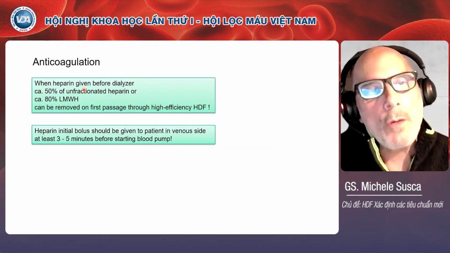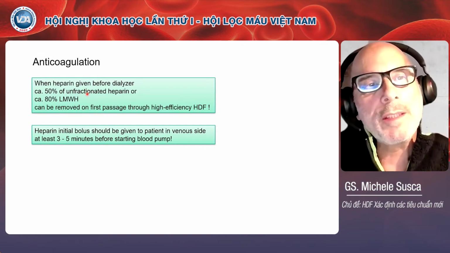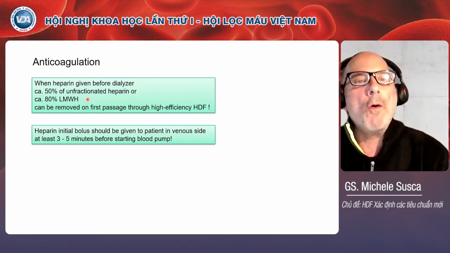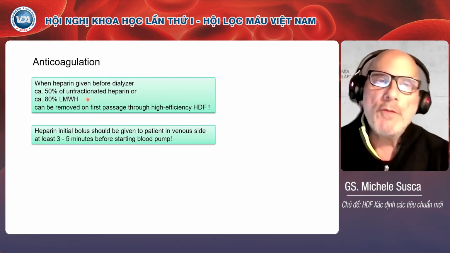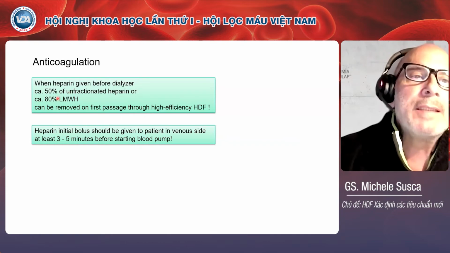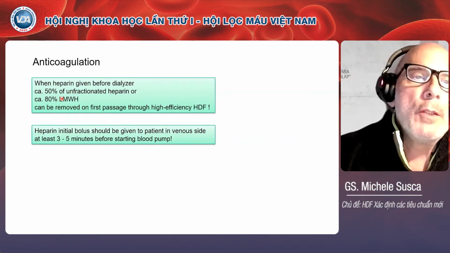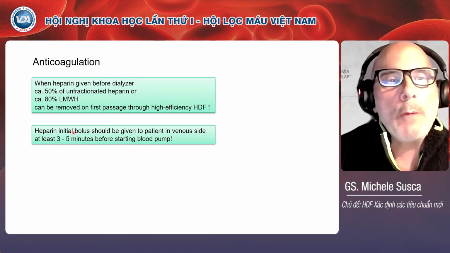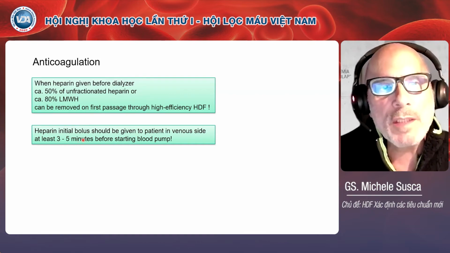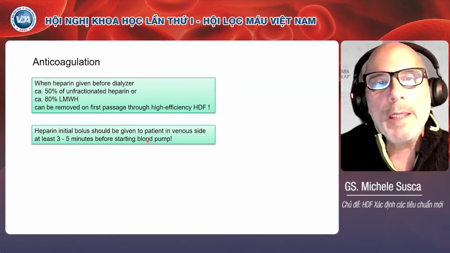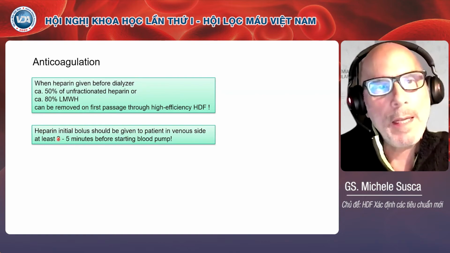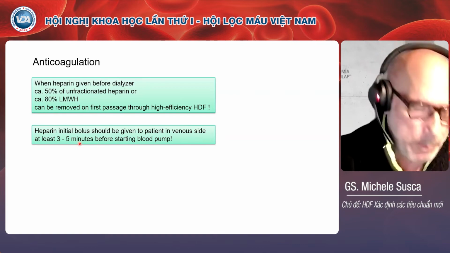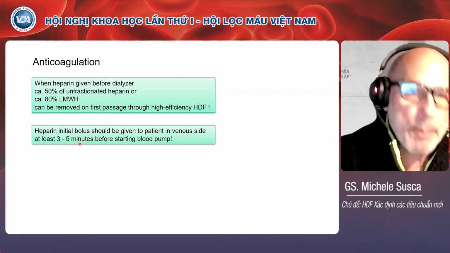Also regarding anticoagulation, you should take care that when you give unfractionated heparin or low molecular weight heparin before the dialyzer, you might lose more heparin due to the higher convective clearance in the filter. You should know this. And when you give an initial bolus before you start the therapy, you should give it into the venous side and wait a little bit, 3 to 5 minutes, until you start the blood pump. Then you start the therapy.